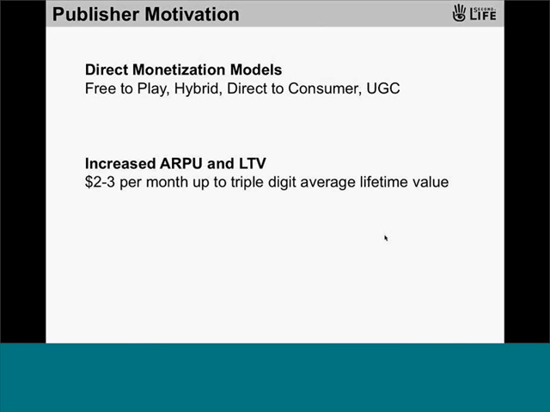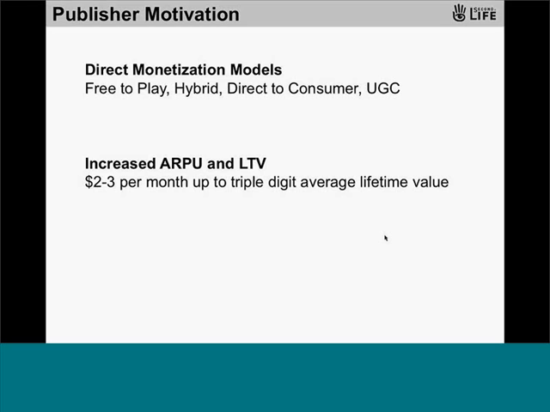If you think about the kinds of dollars you can earn per customer as a site or as a game publisher or as a world creator, with virtual goods, you can expect to extract $2 or $3 per month, but in some cases you can extract very, very large sums, up to triple-digit average lifetime value, which means you're probably monetizing some of your customers, many times, sometimes into the thousands of dollars over the lifetime. This is quite interesting, again, because it's direct, but also because the numbers involved are pretty significant.